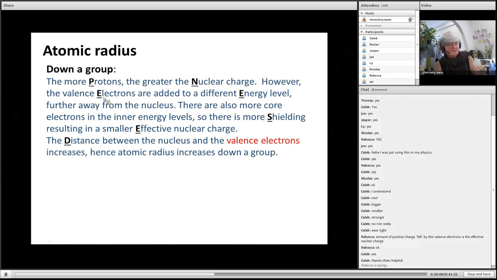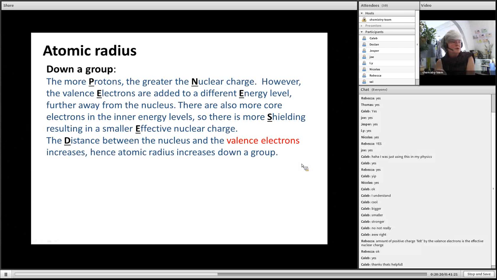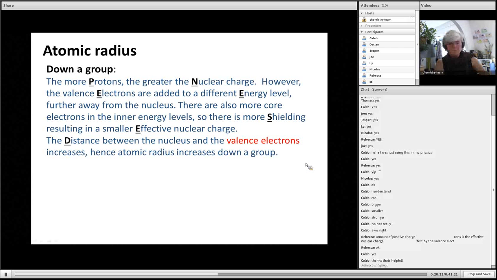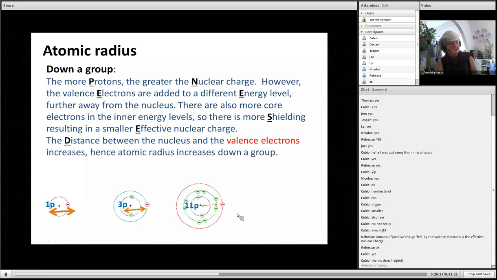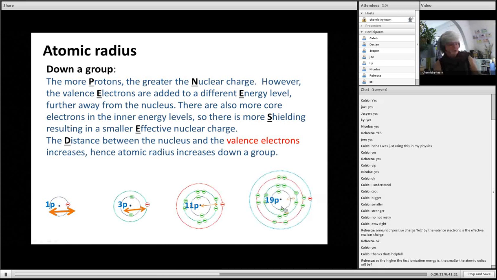But now you're adding the valence electrons to a different energy level, a higher one, or a bigger shell that's further away from the nucleus. Okay, so there's more shielding, and so there's going to be a small effective nuclear charge, so smaller attraction. And now you've got a bigger distance because you've got a bigger shell, so you're going to have a bigger atom. So what I'm trying to show here, as we just add energy levels, it's obviously going to get bigger. Okay, so that's just showing that it goes.